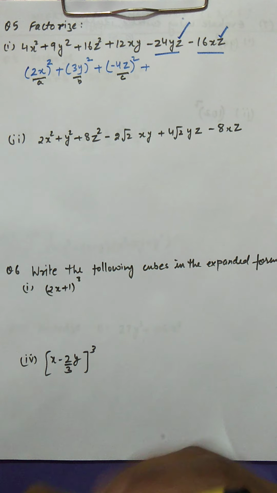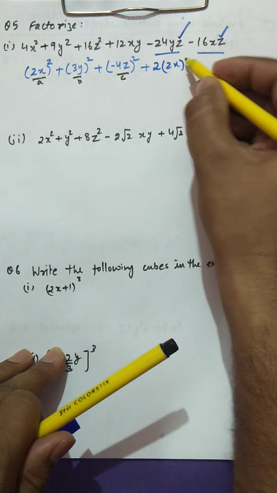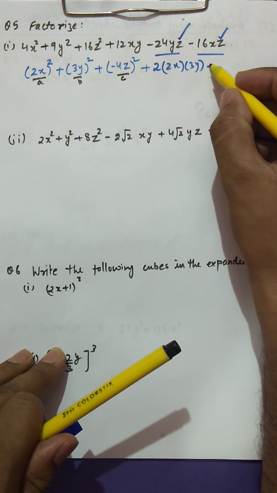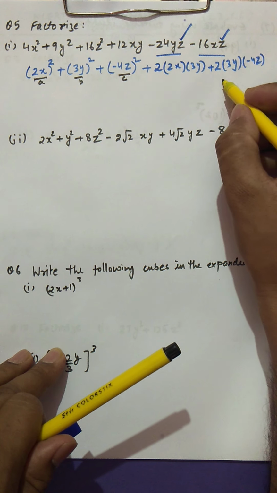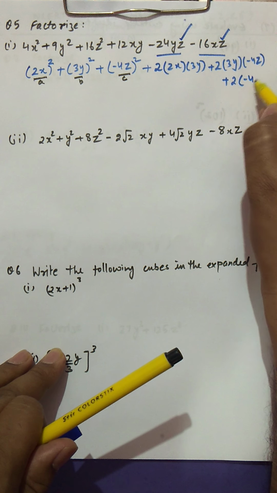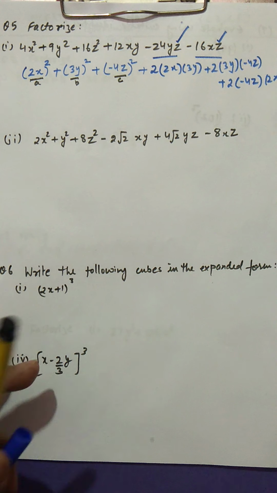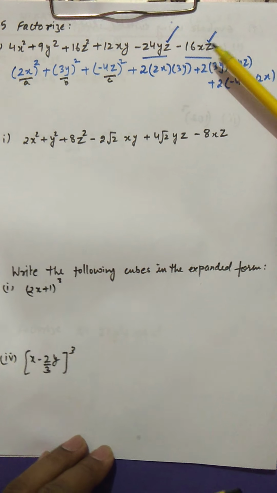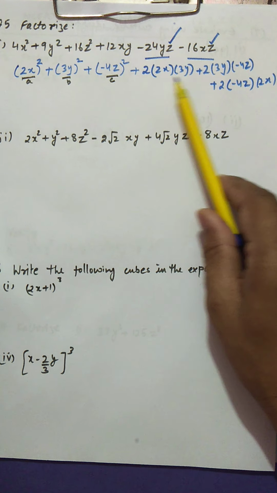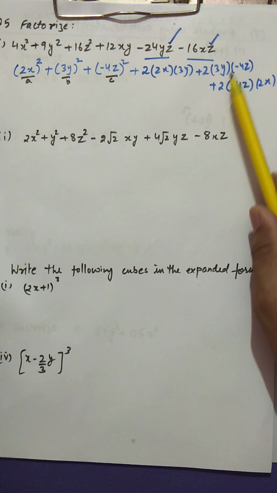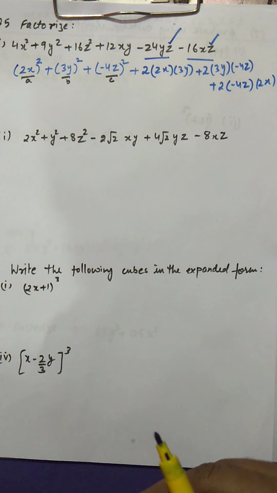After getting this a, b and c, you will not look at the remaining terms now. Simply you apply the identity: after this you write 2ab. 2ab means 2 into 2x into 3y, plus 2bc, 3y and minus 4z, and lastly you can write 2 into minus 4z into 2x. Now if you open these terms you will again get the terms mentioned above. So better you just find a, b, c in the beginning and write these terms 2ab, 2bc and 2ca yourself. Now this whole has come into the identity of a plus b plus c whole square.